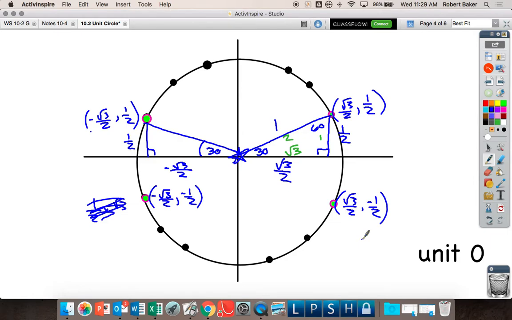As we count degrees, this is 30 degrees, 60, 90, 120, 150. This is 150 degrees. 180. So a checkpoint right here. 180 plus 30, 210, 240, 270, 360.